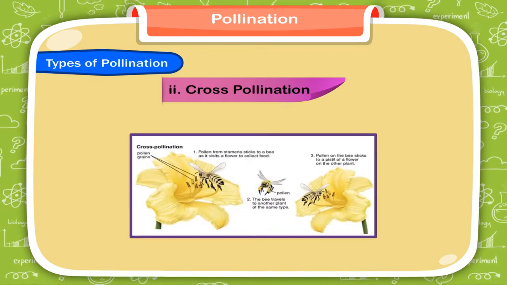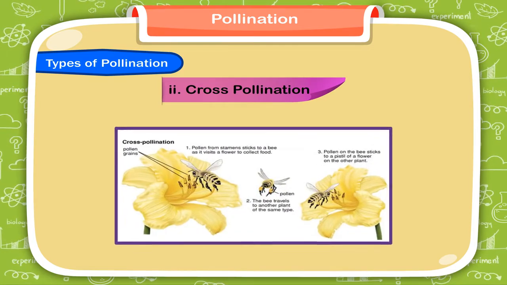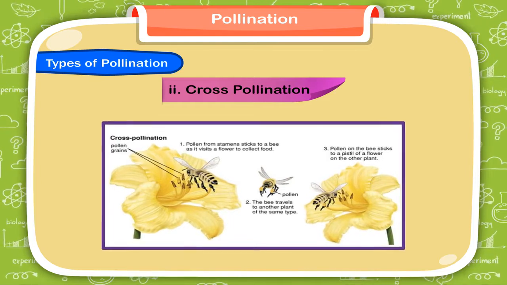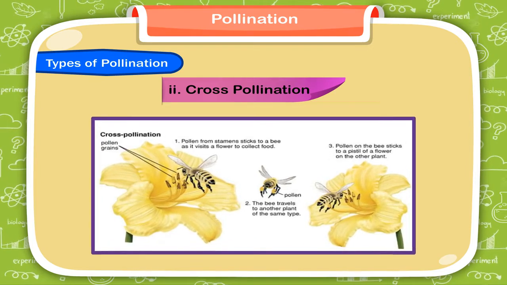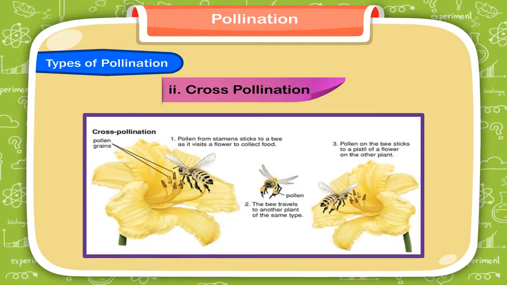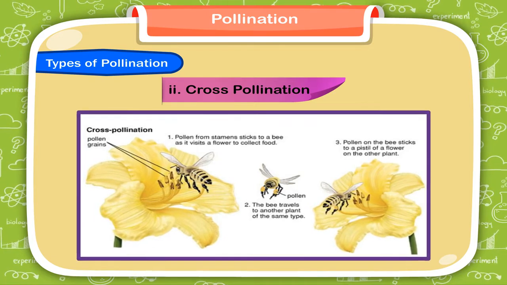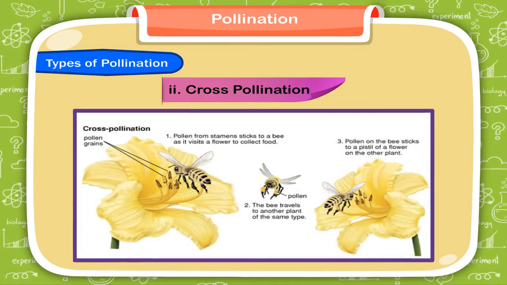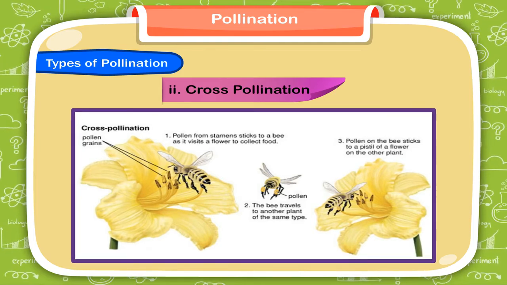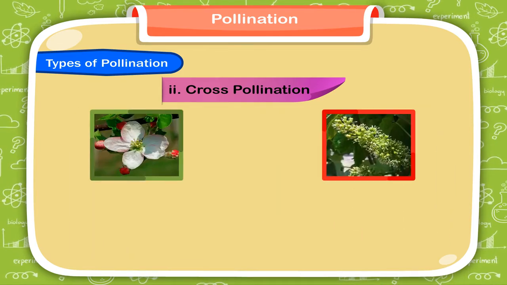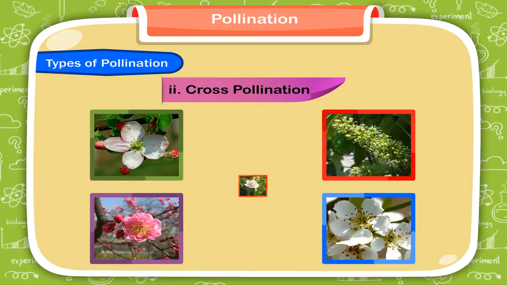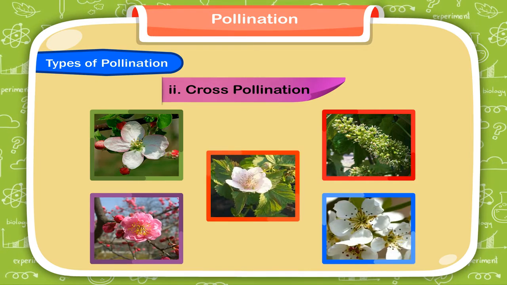Cross-pollination. Cross-pollination is the transfer of pollen grains from the anther to the stigma of a flower of a different plant of the same species. Insects and wind are the main agents of cross-pollination. It can be seen in apples, grapes, plums, pears, raspberries, etc.